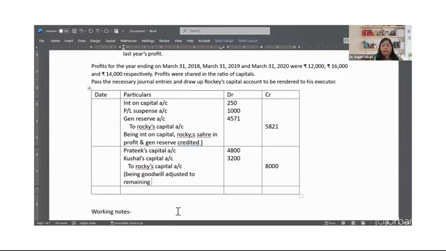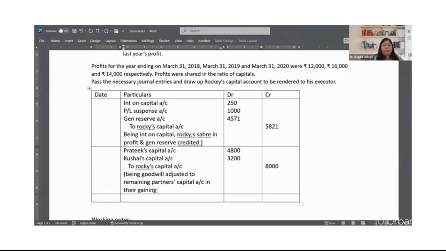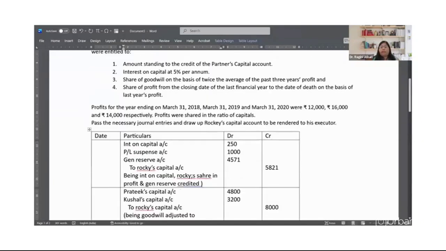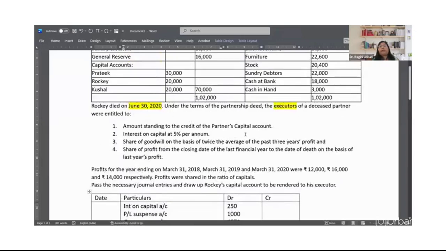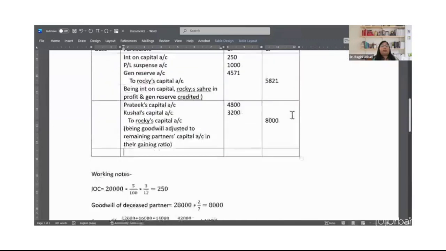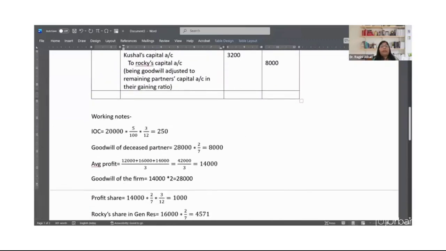Remaining partners' capital account in their gaining ratio. Okay. So these two things have been done. Now what is left to be done after this? Whatever was to be given has been given. Now the last part: since the partner is deceased, the entire amount has to be credited to the partner's executor account. So the last journal entry pending is the entire amount to be sent to Rocky's executor account from his capital account.